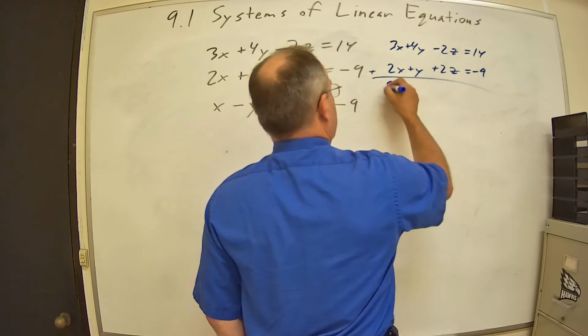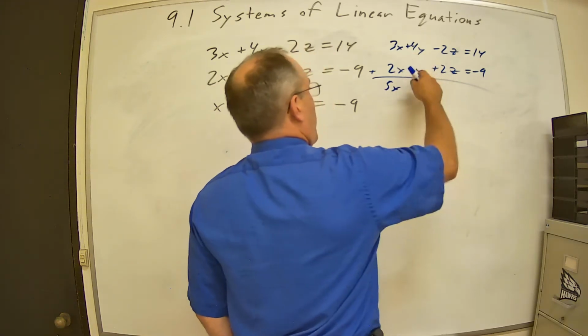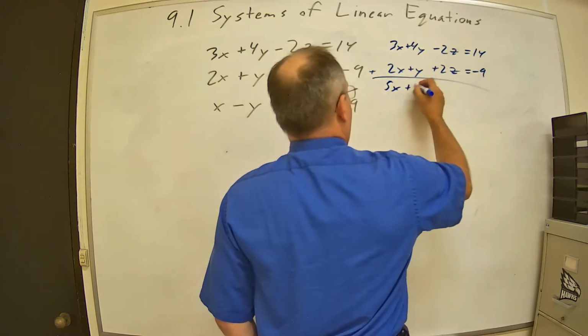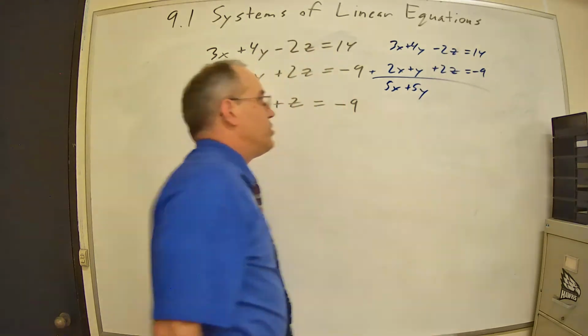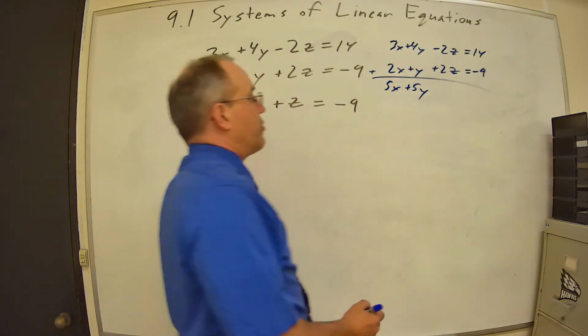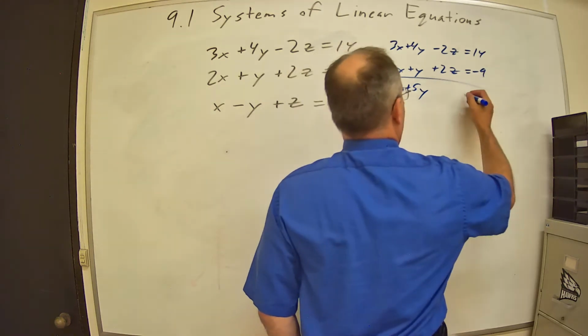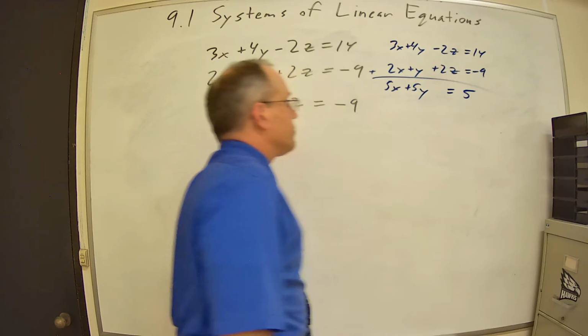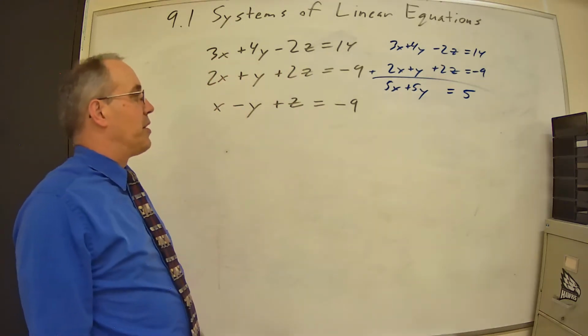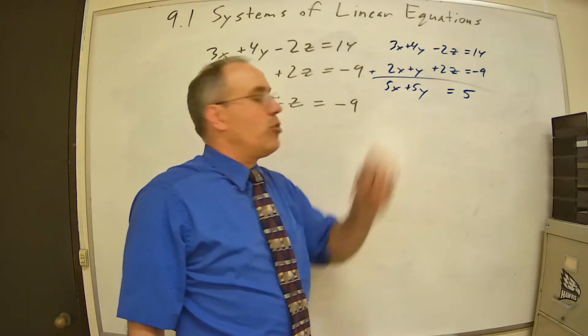3x plus 2x is 5x. 4y plus 1y is 5y. Negative 2z plus 2z cancels out, gives me 0 z's. 14 plus negative 9 gives me 5. Okay, so I have one equation with two unknowns.